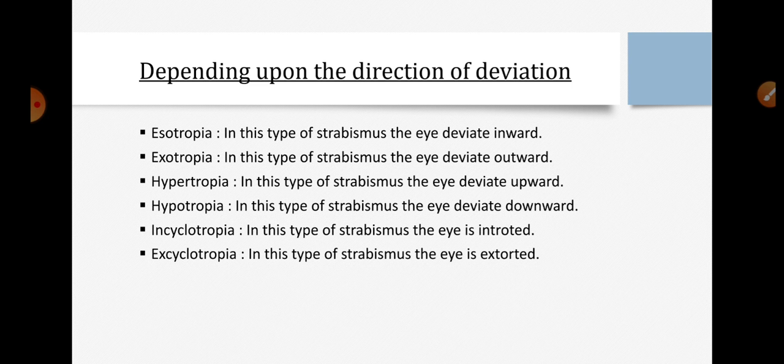Now, depending upon the direction of deviation: esotropia denotes inward deviation of the globe. Exotropia means outward deviation of the globe. Right hypertropia, the right eye is elevated relative to the left eye, and left hypertropia, the left eye is elevated relative to the right eye. In incyclotropia, the deviated eye is intorted along the anteroposterior axis. And in excyclotropia, the deviated eye is extorted along the anteroposterior axis. That is excyclotropia.